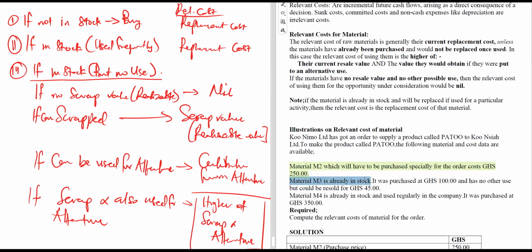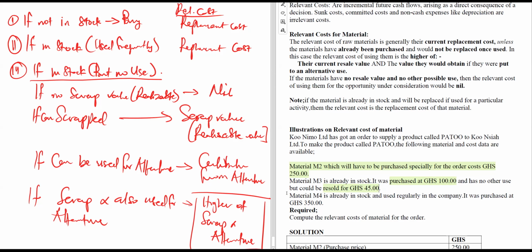Material M3 is already in stock. It was purchased at 100 cedis. Relevant or irrelevant? Sunk cost. Irrelevant. And has no other use, but could be resold for 45. So which is the relevant cost? 45. Scrap value, 45.